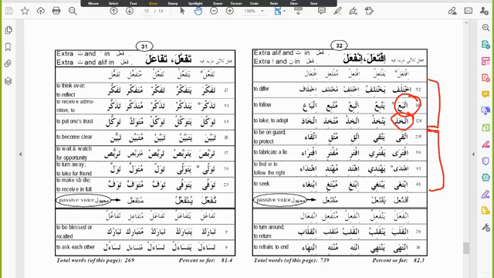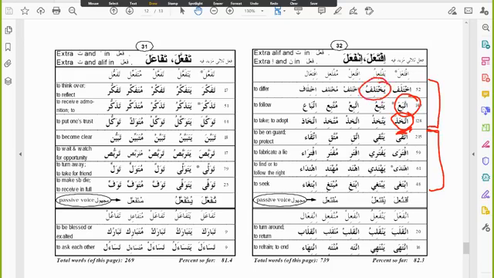Ittakhadha, or took. Now, when we say ittakhadha, adopted, it can be a path. You don't say adopted a child as ittakhadha, because to adopt a child would mean tabanna. That's a different story. So ittakhadha would mean adopt an idea usually, or adopt a path, or adopt a specific lifestyle, or an idea or a decision. All right, so ittaba'a, ikhtalafa, and ittakhadha.